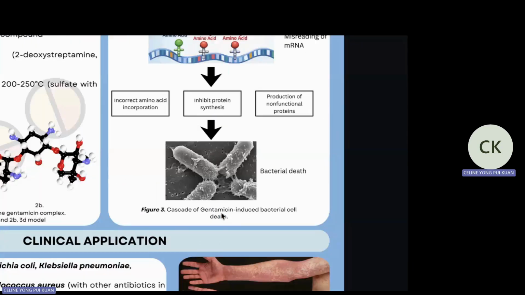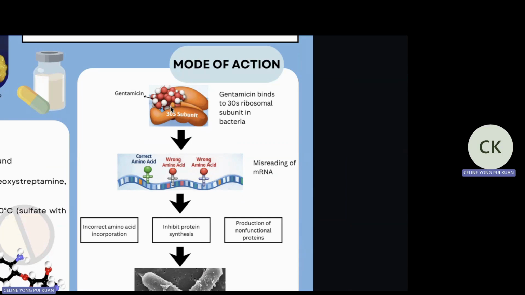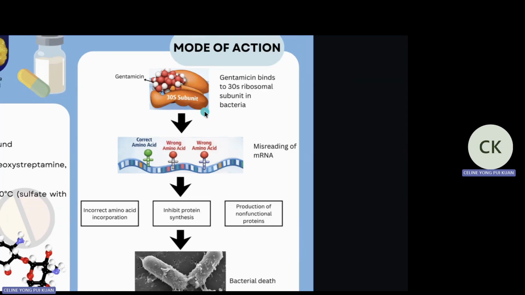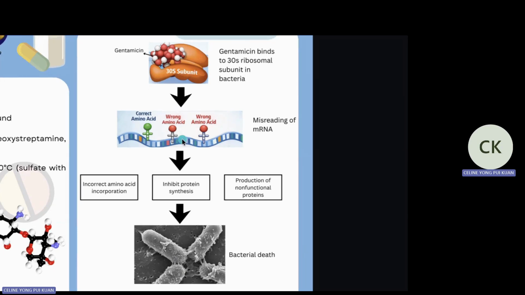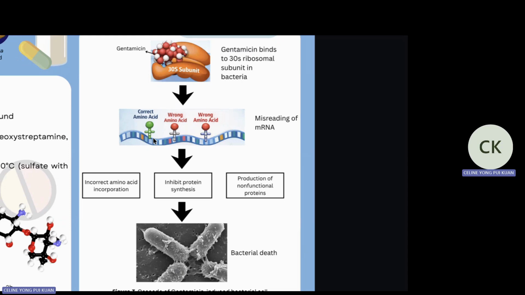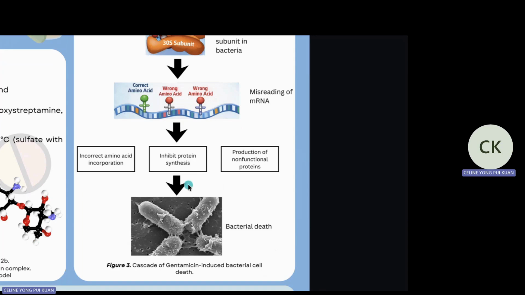Moving on to its mechanism of action, gentamicin exerts its bactericidal effect by binding to the 30S ribosomal subunit, specifically at the 16S rRNA decoding site. These interactions can cause misreading of the mRNA during translation, which can lead to incorrect amino acids being incorporated into the growing protein chain. This could then lead to the production of defective or non-functional proteins. This disruption in protein synthesis then results in bacterial cell death.